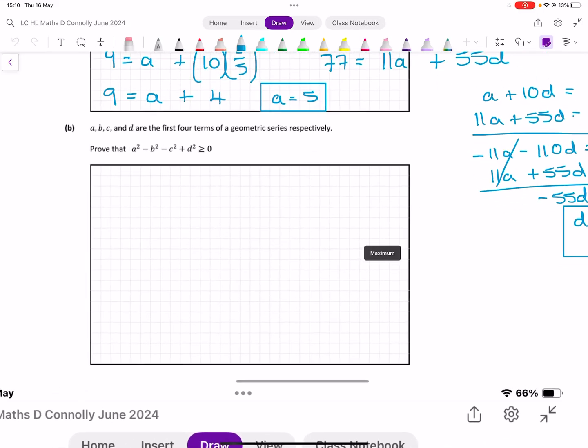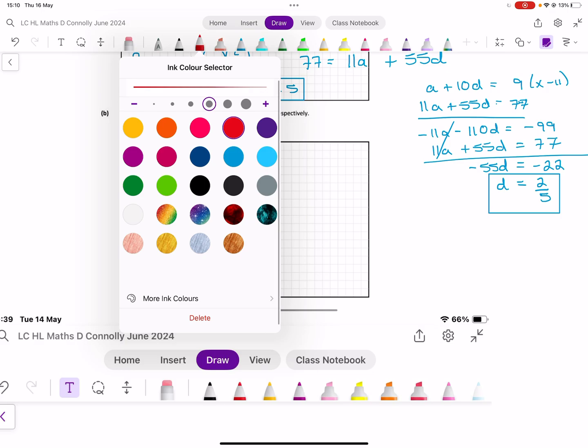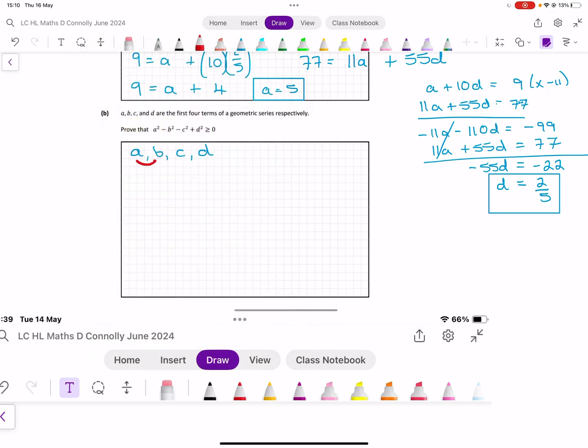Right, this is a bit of a weird one. So we've got our sequence, which is A, B, C, D, and it's geometric, which means to go from term to term, we have to multiply by some number that we don't know.